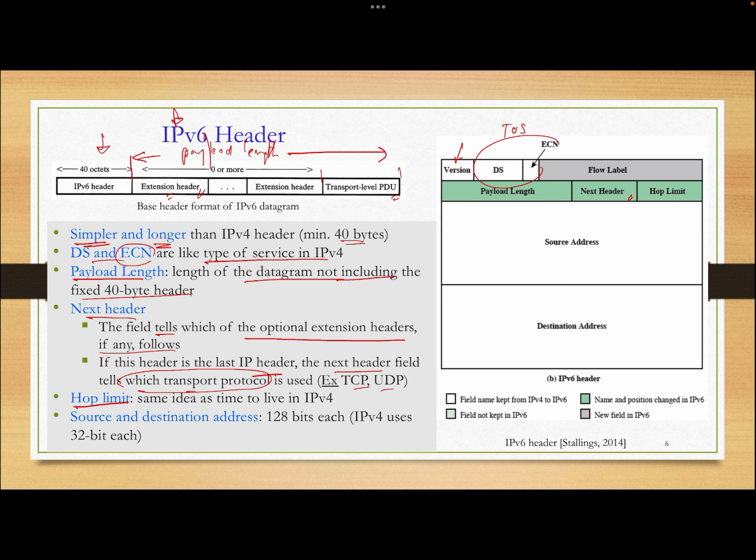For the hop limit, same idea as the time to live in IPv4, it just counts the number of hops, like A to B is one hop, B to C is one hop, so that it will not go round and round indefinitely inside the internet. After it reaches the hop limit, it will get dropped out of the network. The source address is 128 bits. This is the main thing that is why we have to change from version 4 to version 6, because version 4 uses only 32 bits and we have 5 point something billion users, so not enough anymore.